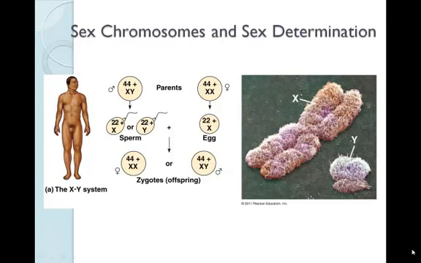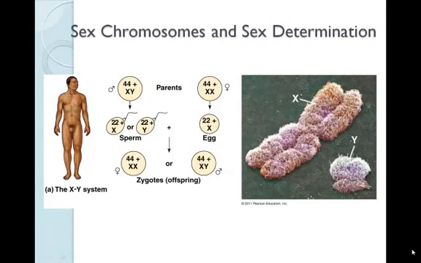Now let's examine chromosomes and sex determination in humans. Humans, like fruit flies, have X and Y chromosomes. Females have 2 X chromosomes and males have 1 X and 1 Y chromosome. As with fruit flies, the father's sperm determines the sex of the offspring. If the sperm carries an X chromosome, the resulting child will be female. If the sperm carries a Y chromosome, the resulting child will be male.